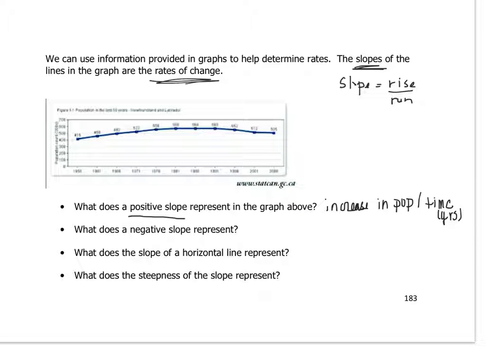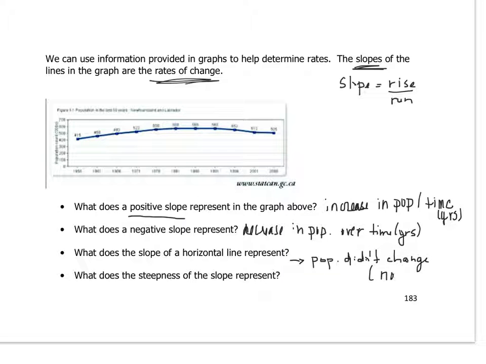What does a negative slope represent? A decrease in the population over time, in years. And what does the slope of a horizontal line represent? Well, that would mean that the population didn't change as time went on. So no growth or decline.